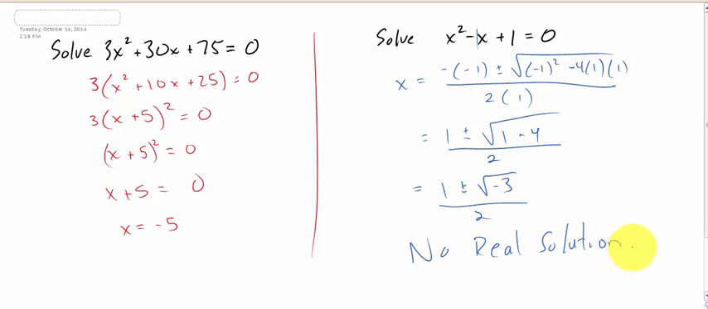In the next part of this section, we're going to look at how we can classify the solutions as being one solution, no real solution, or two real solutions, simply by using something called a discriminant. We're not actually going to be solving.